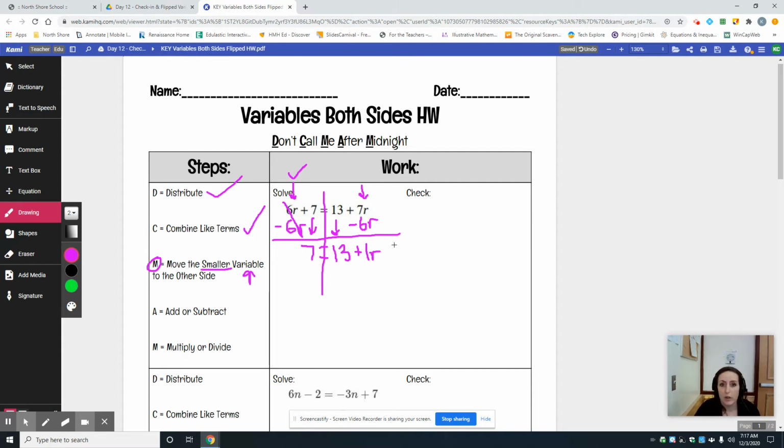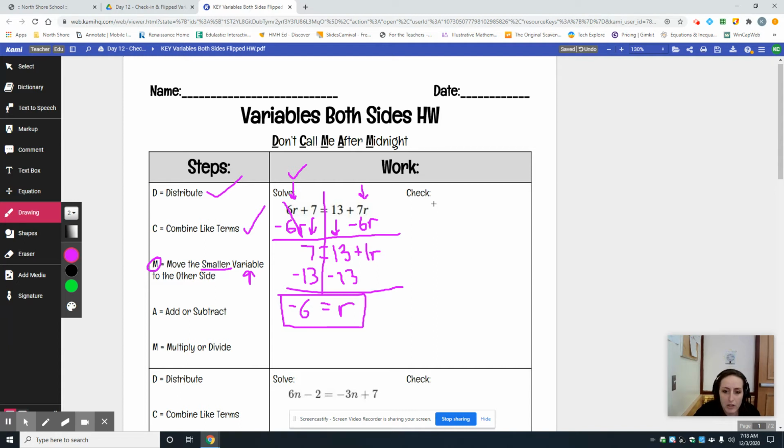Now, this is just a regular two-step equation that you can solve like we've always been solving it. So you minus 13 from both sides. And then you get negative 6 equals 1r, or just r. I don't need to write the 1. Now, the check is still rewrite, replace, recalculate, and you're still looking to make sure the left-hand side is equal to the right-hand side. The only difference on the check is that you'll be simplifying both sides.